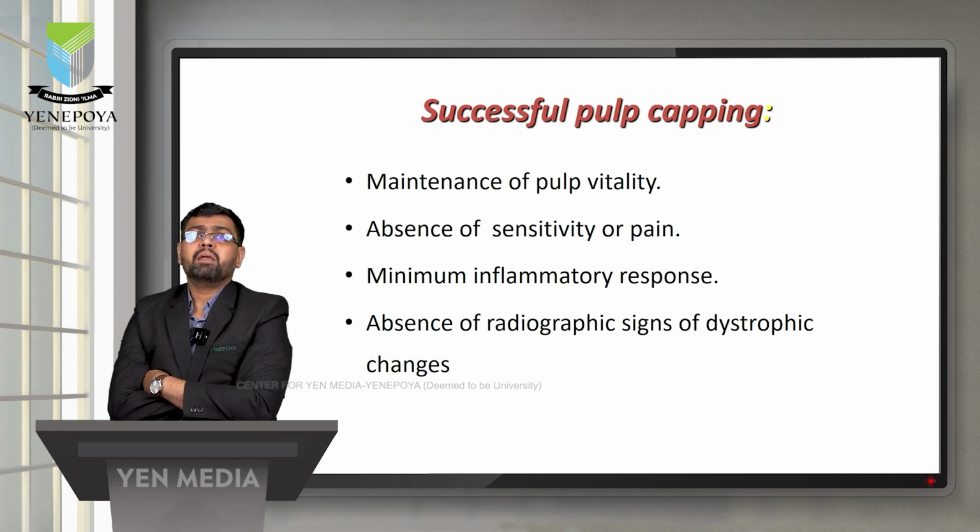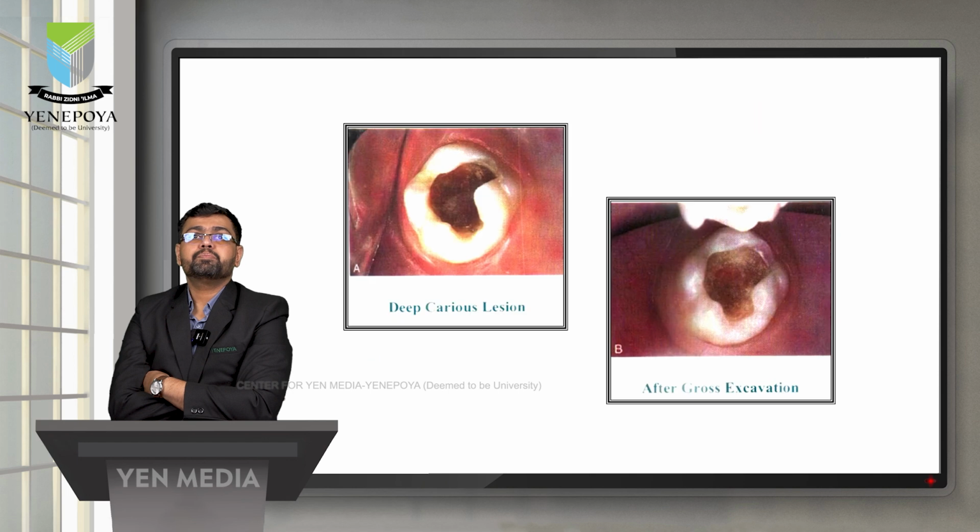Now how do you determine the pulp capping is successful? If the pulp vitality is maintained well, there is absence of sensitivity or pain, inflammatory responses in the tooth are very minimal, and radiographic dystrophic changes are not seen, that is, no periapical lesion or any kind of changes in the radiographs, all that suggests that the pulp capping procedure we tried has been successful.